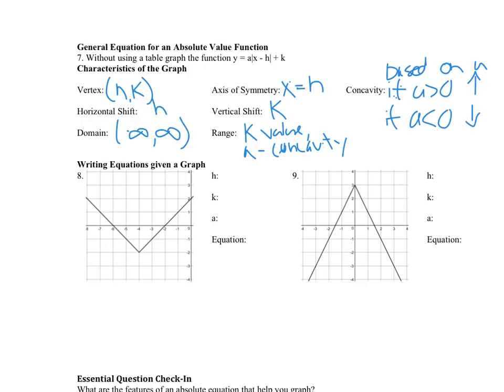Now, last thing is we're going to have to write equations given a graph. So what we want to identify is our h and k. As we look at this, our h and k comes from our vertex, so that's going to be this point right here. So our h is -4. Our k is at -2. And then our a, we just have to check our slope. As we go, we're just going to count our slope. So we go up 1, over 1. So our a value is 1, and our graph is opening up. We're concave up, so that's going to be positive.